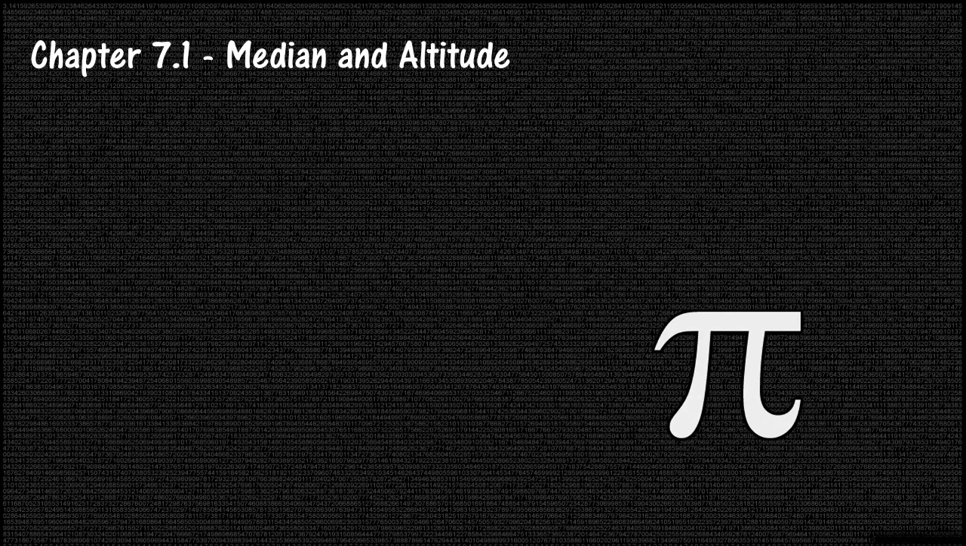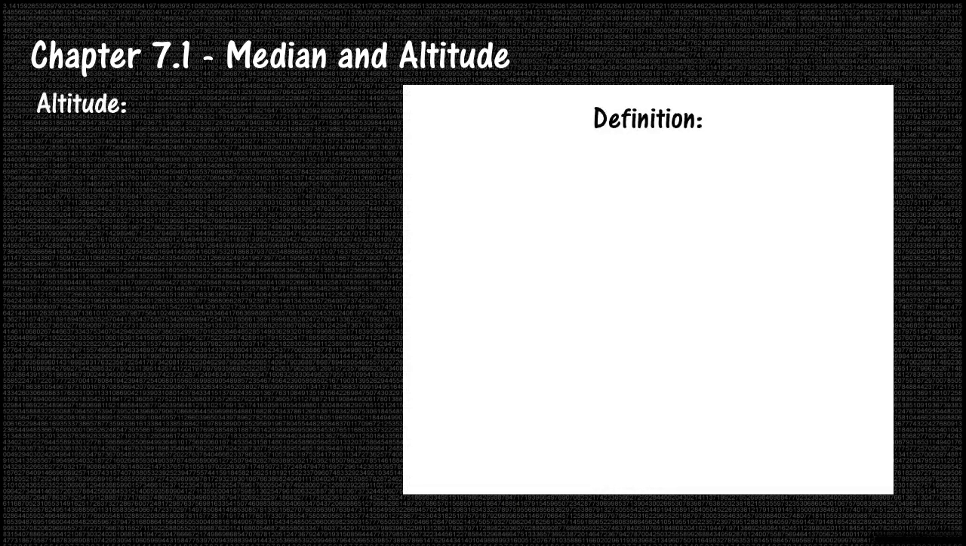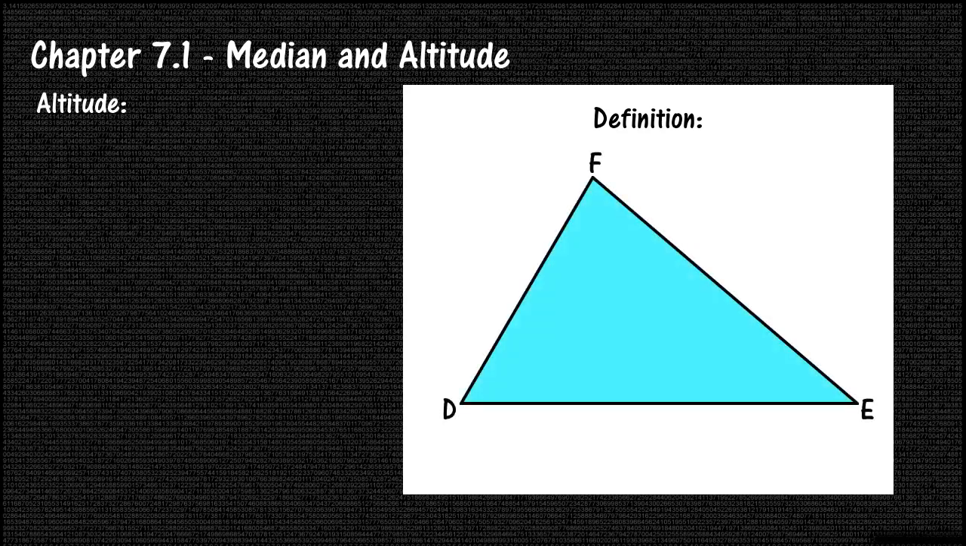Next up, the altitude. The altitude is a line from a vertex perpendicular to the other side. This line is also called the height of a triangle. This is triangle DEF. To draw the altitude from vertex F, draw a line straight down to the base. This line is now perpendicular to line segment DE.